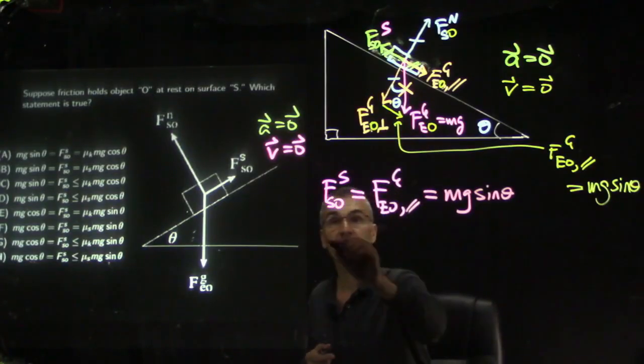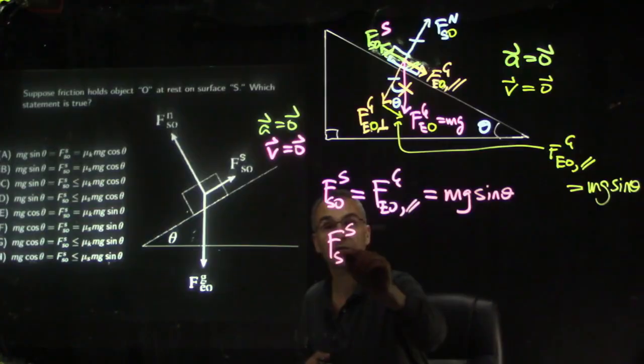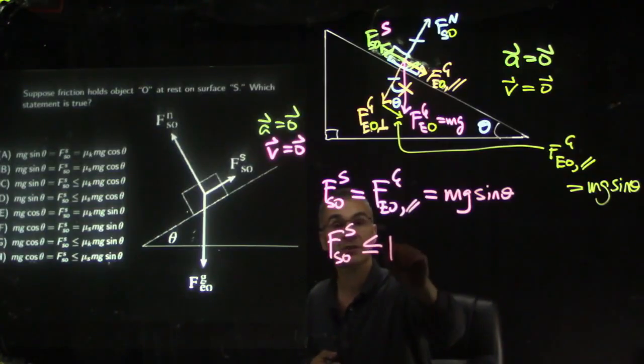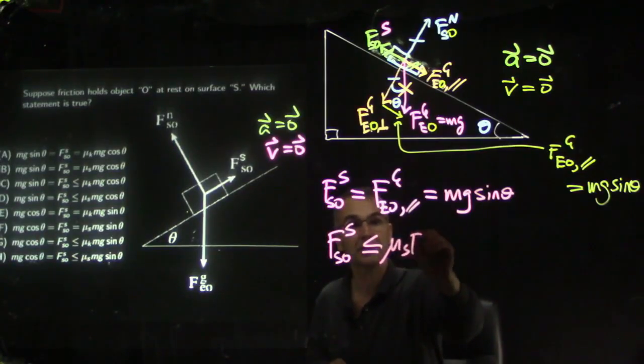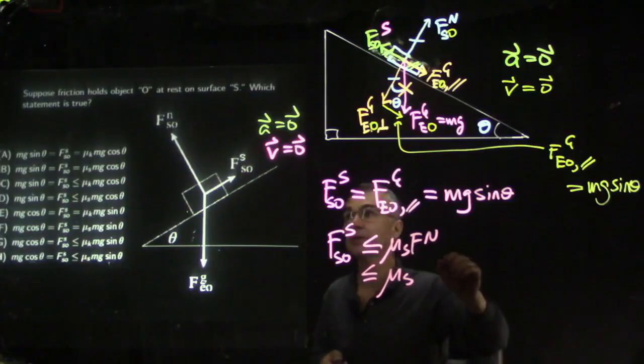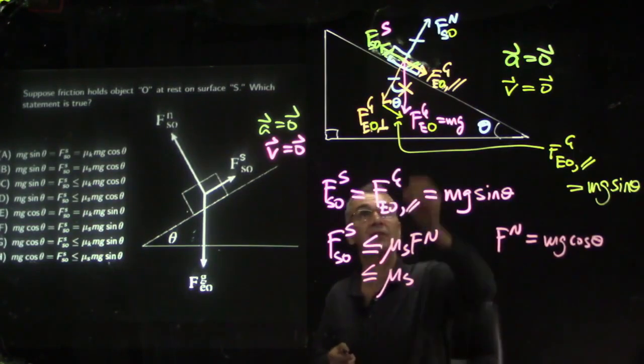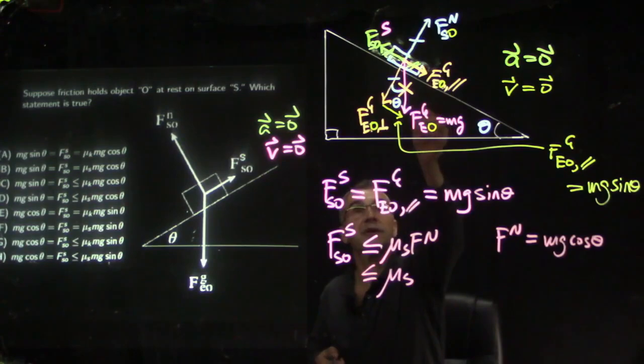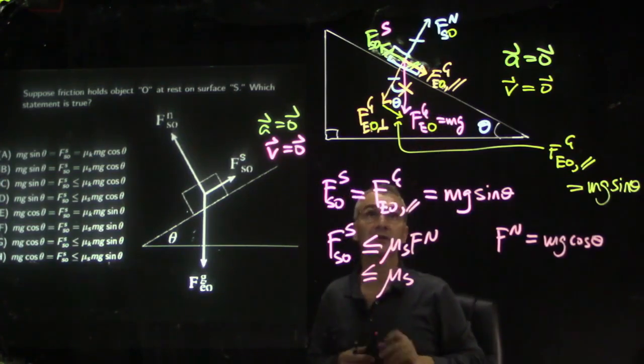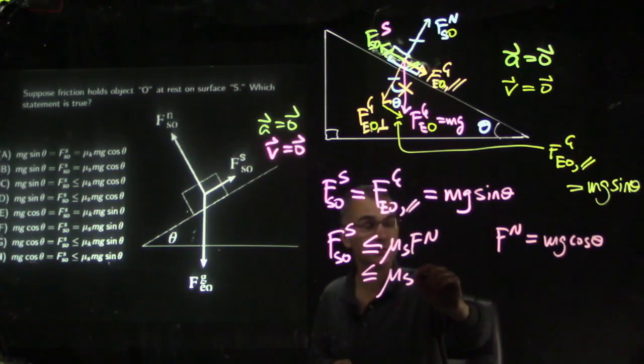Then meanwhile, we have F static of the surface on the object must be less than or equal to mu static times F normal. So F normal, we determined earlier, was mg cosine theta because the normal force has to balance the into-the-plane component of gravity. So this is less than or equal to mu static mg cosine theta.